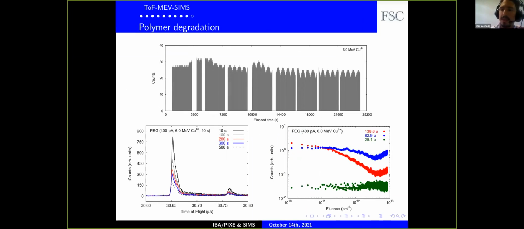Another experiment that we performed was studying polymer degradation. In polymers, we don't see that shift, but we see that as we go to longer times, the area of the peak is diminishing. So we can use this to calculate the damage cross-section. And of course, we are changing here from the static to the dynamic regime. This agrees with the expected radial damage of a few nanometers in polymers.